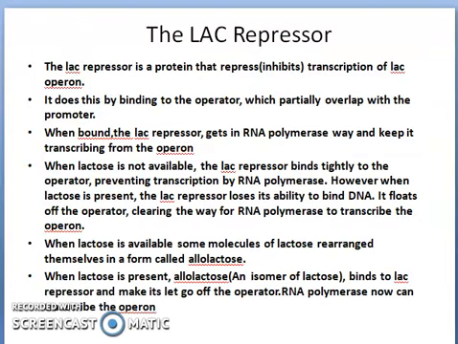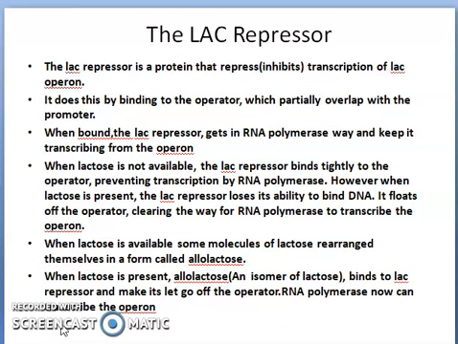We have these points we have earlier discussed, that is, the lac repressor is a protein that represses transcription of the lac operon. That means it is a type of protein which represses by targeting the operator region. By binding to the operator region, it will inhibit the process of transcription. When bound, the lac repressor gets the RNA polymerase away and keeps it from transcribing from the operator. That means that when the lac repressor is bound with allolactose, it will allow transcription to take place.